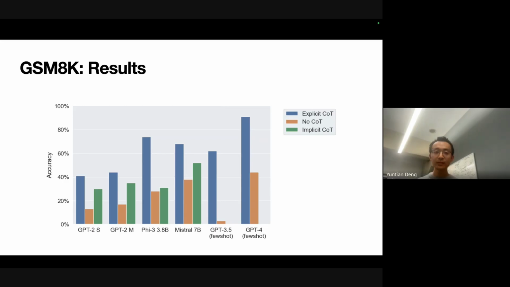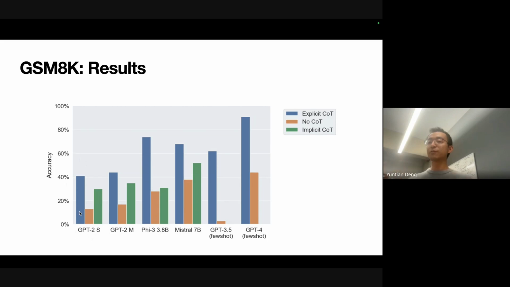We conducted experiments on the well-known GSM-8K dataset, and if you look at these different color bars, each group here is one model that we tested this internalization approach on, and each color corresponds to one approach. These blue bars are explicit chain of thought performance, and these orange bars are no chain of thought performance. These green bars are implicit chain of thought performance. And not surprisingly, implicit chain of thought accuracy usually lies in between no chain of thought and explicit chain of thought.